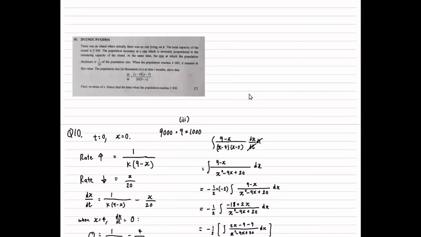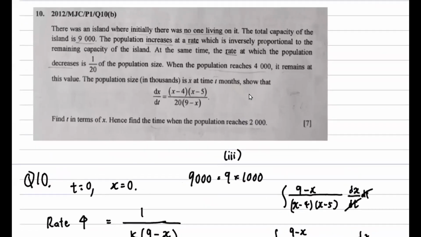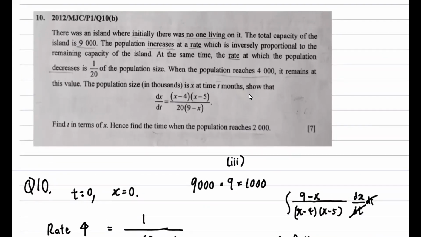Skip. Okay, question 10, go. So question 10, this one is a little bit challenging. Let's take a look. So there was an island where initially there was no one living on it. From here, they never use the word initially and no one for fun. They use it in a math question, so these words have actual meaning.